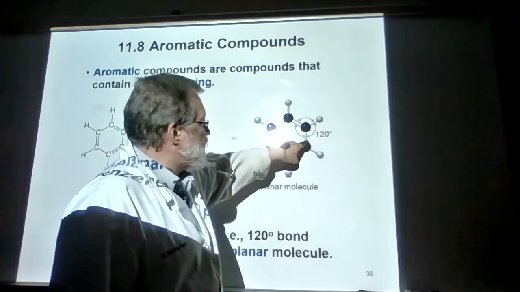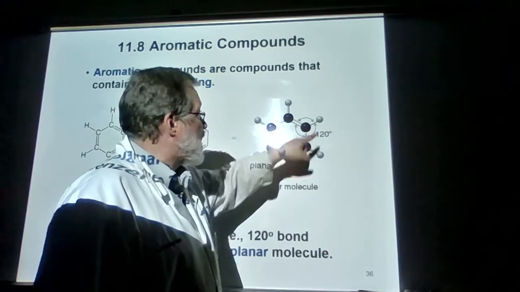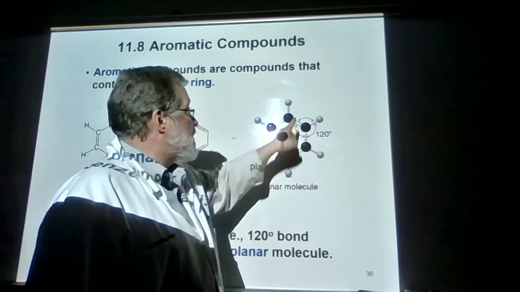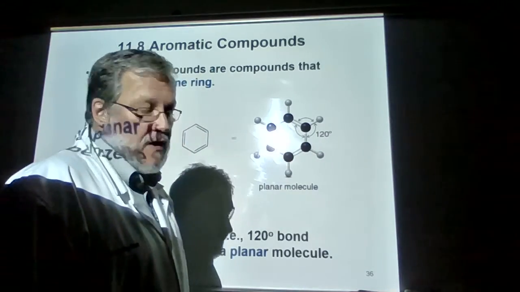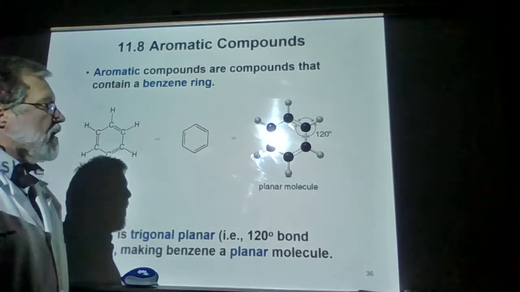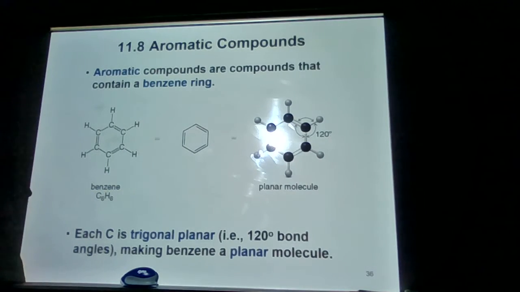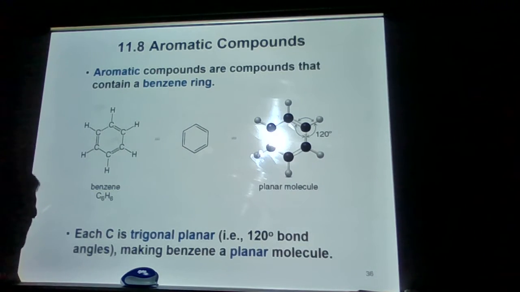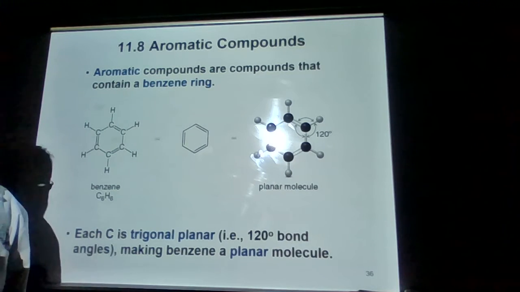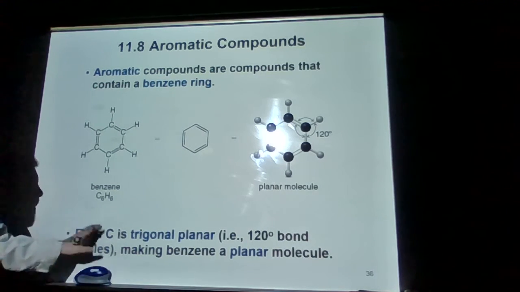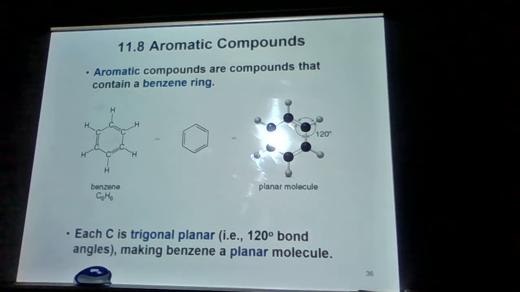So the bond angles between this carbon and that hydrogen are 120. Bond angle between that hydrogen and that carbon is 120. Bond angle between this carbon and that carbon, 120 degrees. So each carbon atom is trigonal planar, i.e. 120 degrees bond angle, making benzene a planar molecule. This gives benzene some very unique reactive properties that we talk about in greater detail in organic chemistry.